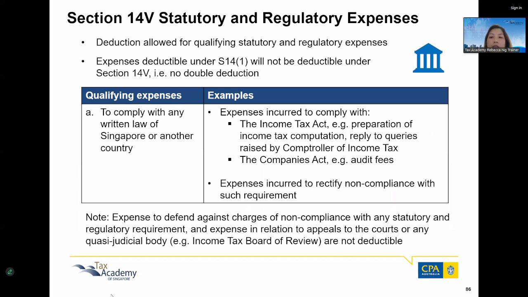But if the expenses are incurred to defend against charges of non-compliance with the statutory or regulatory requirement, then it is not allowable for deduction. So for example, there is some non-compliance and the company wants to appeal for certain deductions and things like that, then the amount incurred to pay the professional fee is not allowable for deduction.